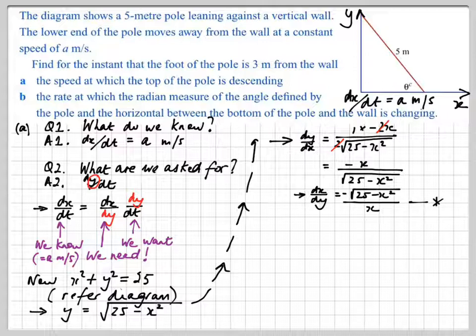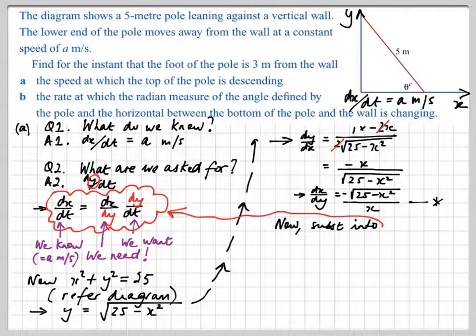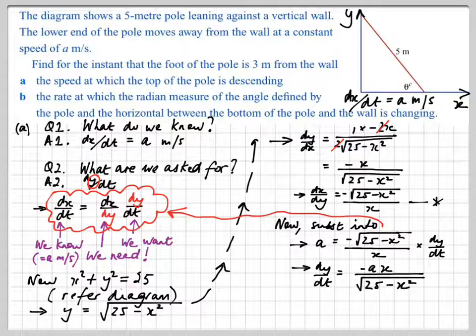I'll call that equation star, and we'll plug and play. Substitute into that expression. Therefore, a, which is dx/dt, equals that expression with the square root in it, which is dx/dy, times dy/dt. And of course, we have to solve it for dy/dt. Now we should be able to put a value of x in there. A has to stay as a, because that's the way they defined it. But x is supposed to be 3, so let's plug that in. What do we get?